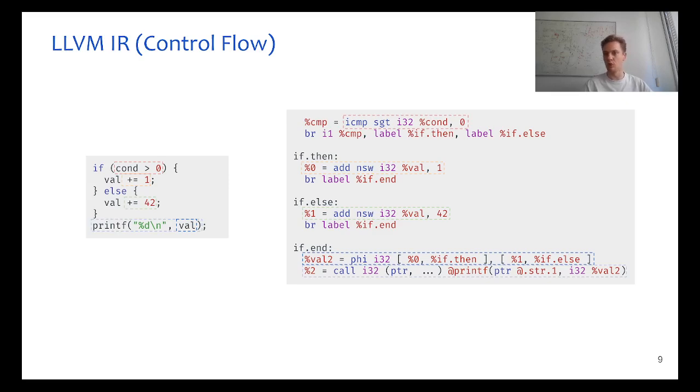Function calls work pretty much the same way you know from C. So again, the function is identified by its name, so you can just call a function by its name, you pass inputs, and you get a return value out.